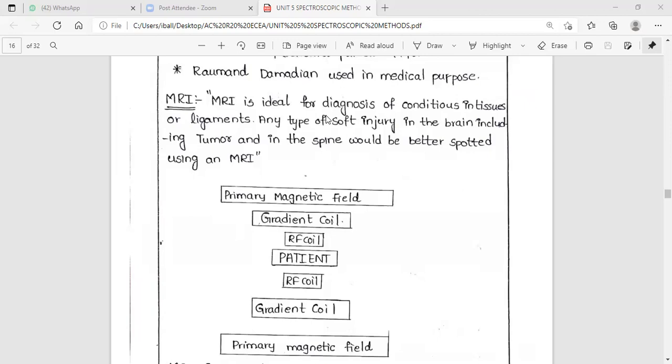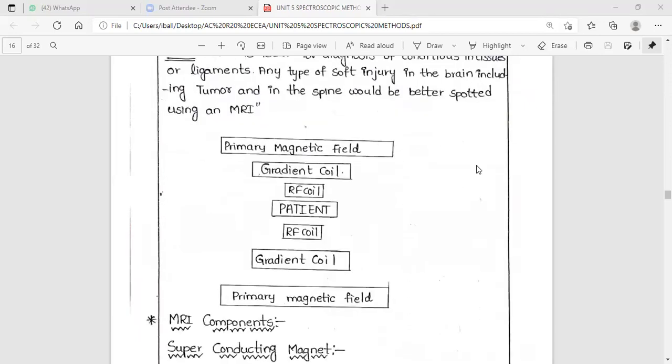MRI deals with the diagnosis of abnormal tissue present in the human body. If the human body contains any tumor or any abnormal part, it is identified based on the MRI technique. What is the MRI technique? Magnetic resonance imaging technique is applied by using a strong magnetic field. The strong magnetic field contains a frequency.